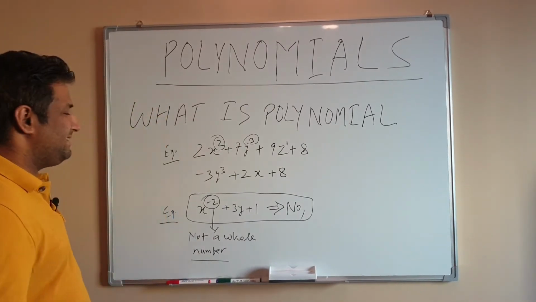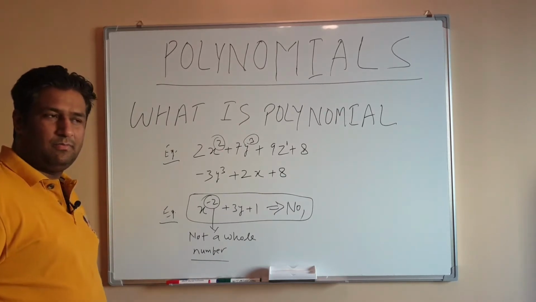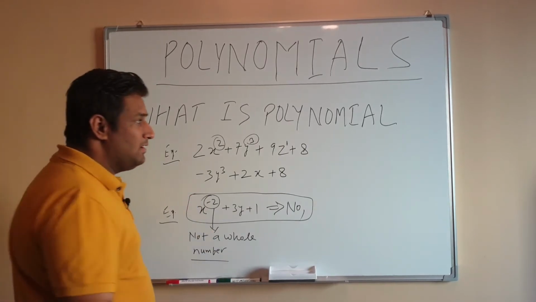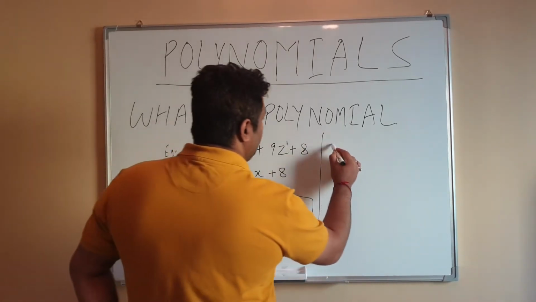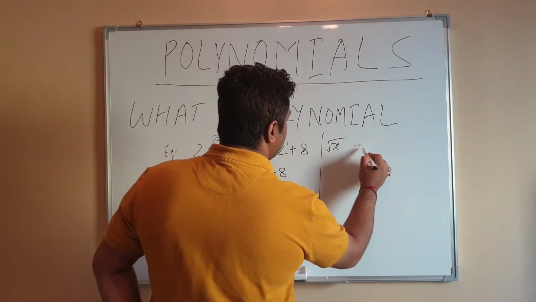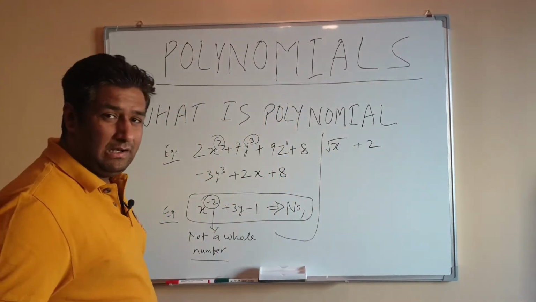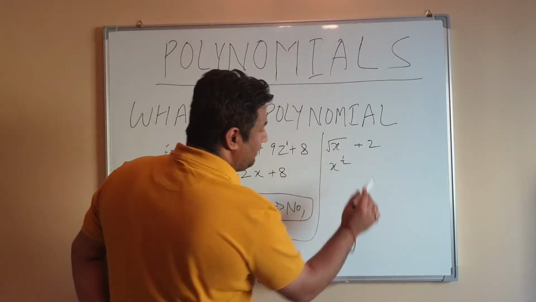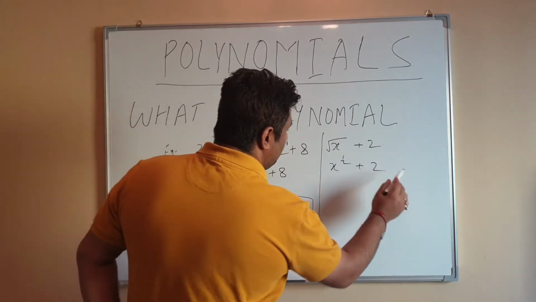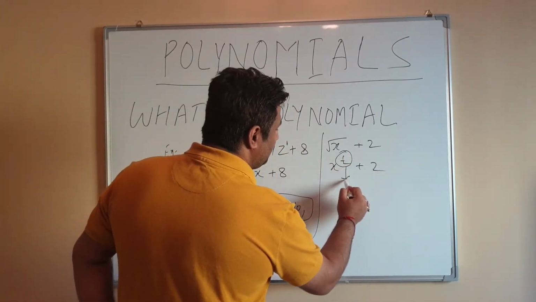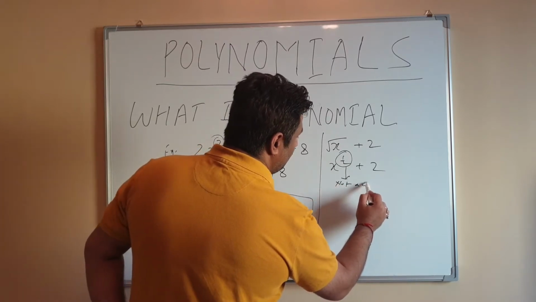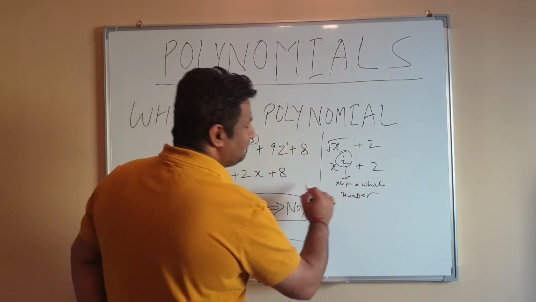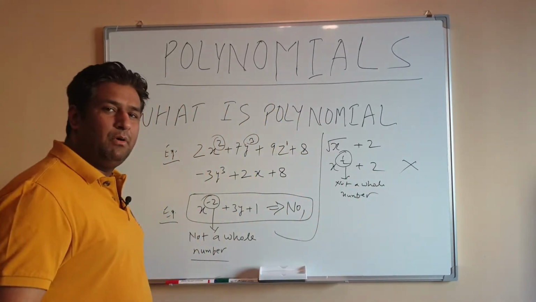So basically this is how we identify whether it is a polynomial or not. Again, as I told you, it has to be a whole number. For example, you have square root of x plus 2. Will this be a polynomial? No. Why? Because this is root x, and root x means x raised to power 1 over 2, plus 2. Power 1 over 2 is not a whole number. So again this will not be a polynomial.